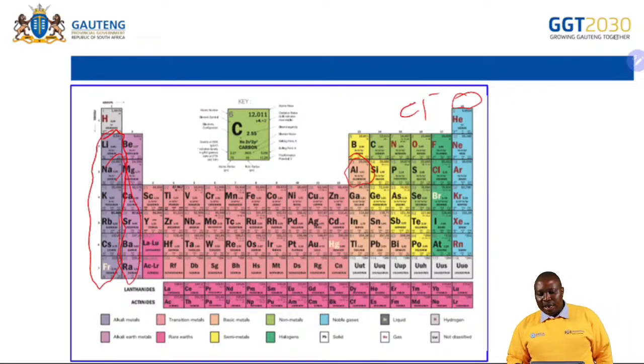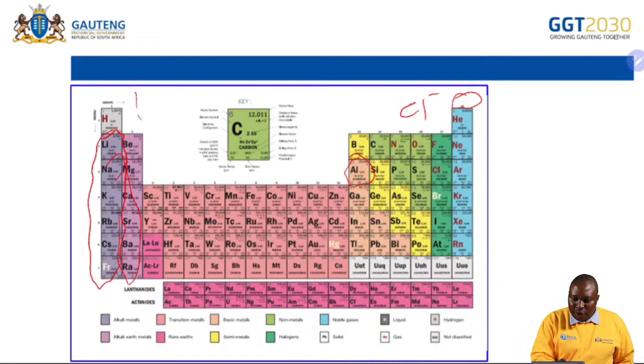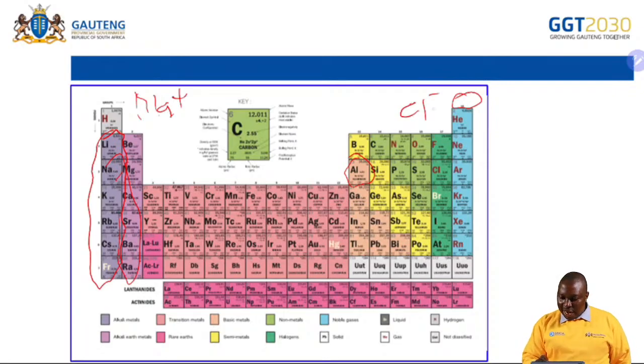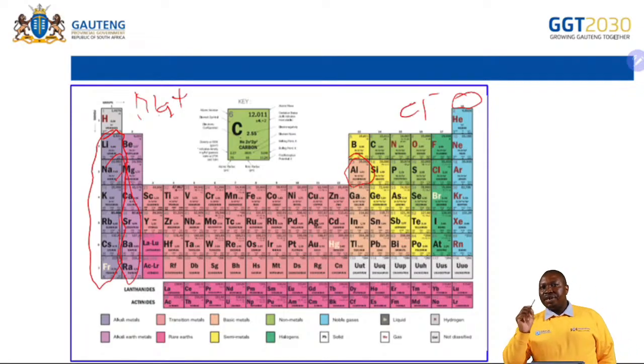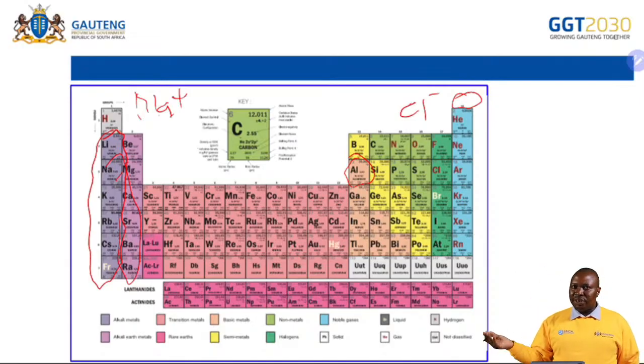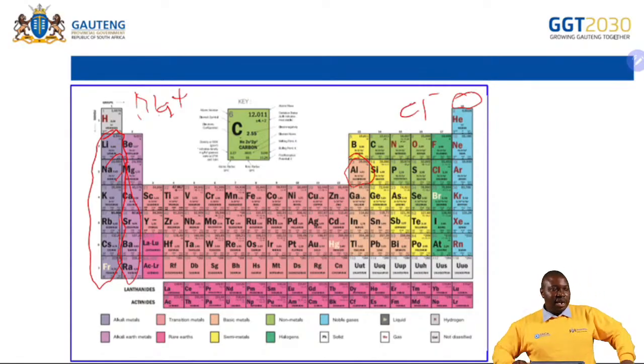Remember, when sodium loses electrons, we said it becomes positive. But when chlorine gains electrons, it becomes negative. So when you see a negative charge, which we said is an anion, you must know that we have gained an electron. And when you see a positive charge, you must know that we have lost electrons. When we lose electrons, it becomes positive, which is a cation. And when an element gains electrons, it becomes negative, which we refer to as an anion.